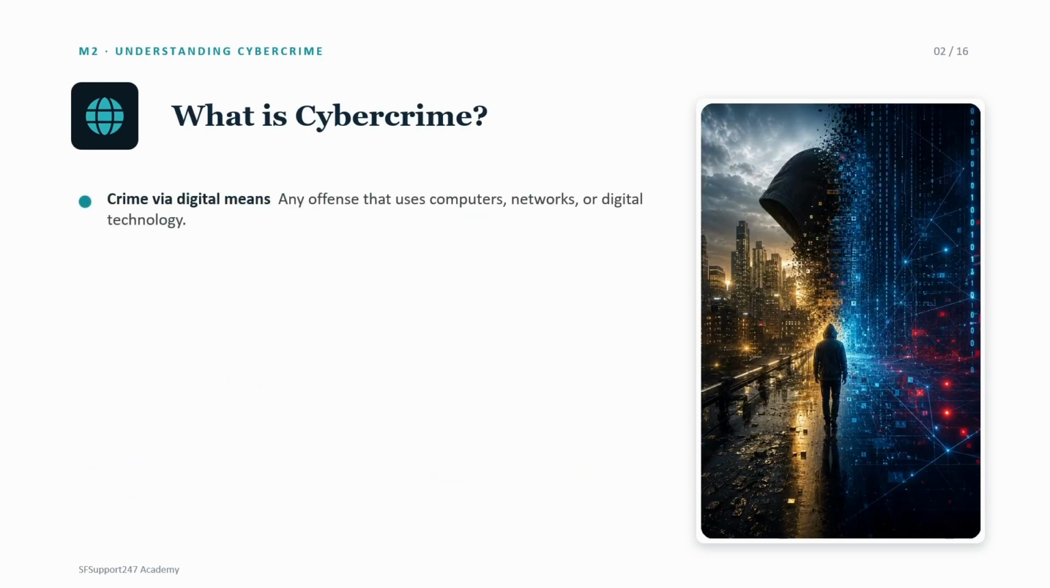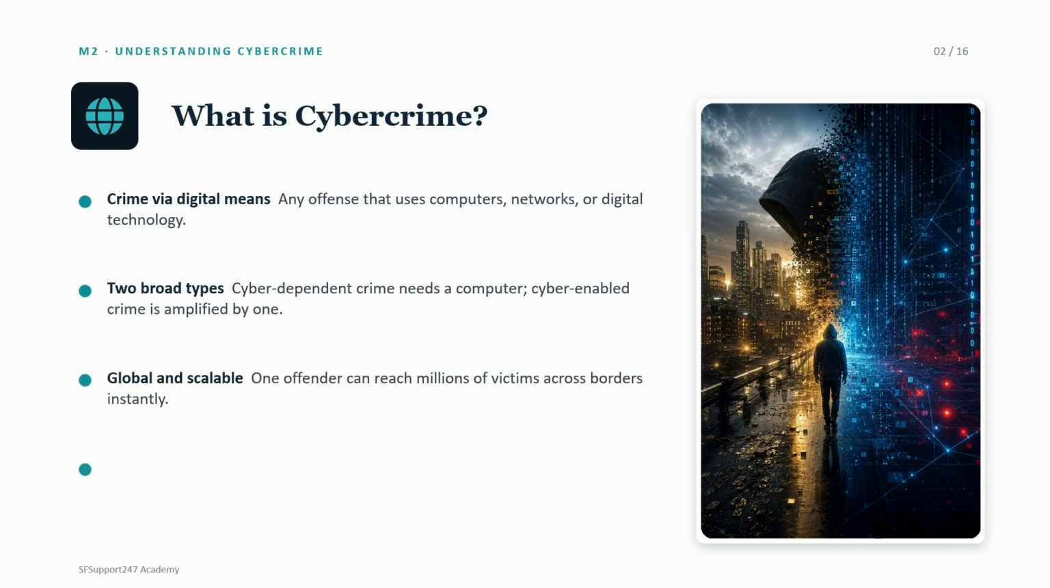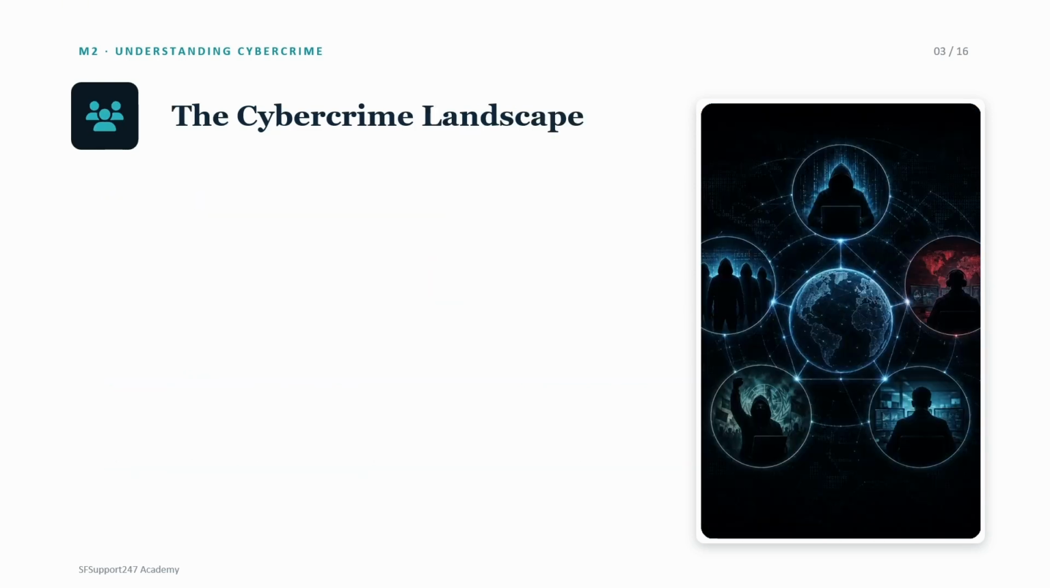What is cybercrime? Any offense that uses computers, networks, or any digital technology or equipment is called a cybercrime. Cyber-dependent crime needs a computer or digital equipment. Cyber-enabled crime is amplified by one. One offender can reach millions of victims across borders instantly. Tactics change as fast as the technology evolves.